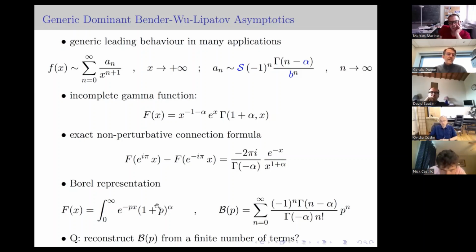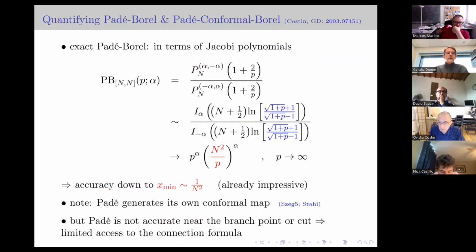The Borel representation of this function is also very simple. It's just a simple function with a branch cut if alpha is non-integer. And the expansion of this Borel function just gives you exactly these coefficients here without the n factorial. So now the question in this context would be, suppose you only had a finite number of terms of this expansion, how accurately could you reconstruct this Borel transform function, and how accurately would that give you the exact non-perturbative connection formula of the function you're looking for?